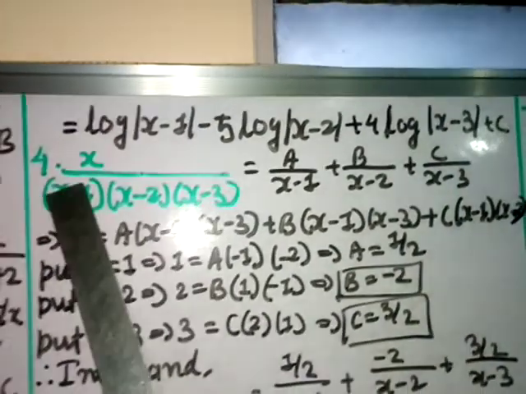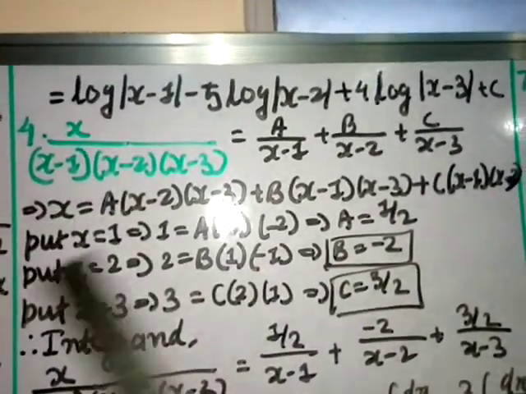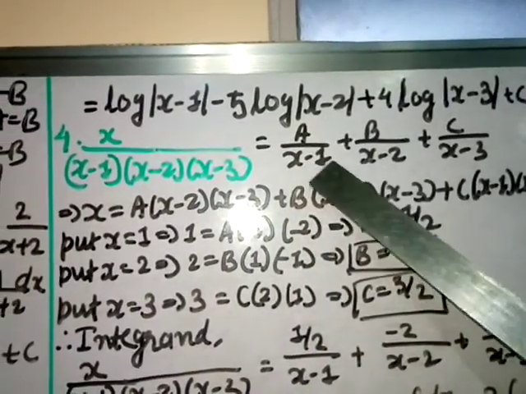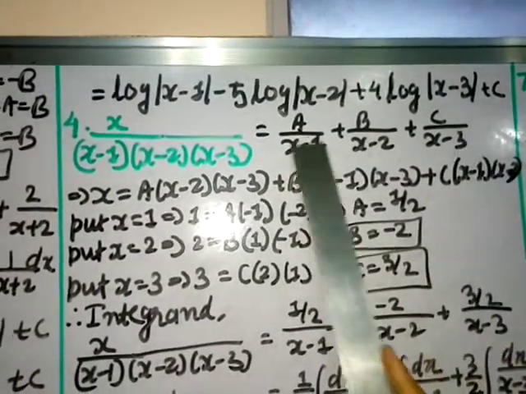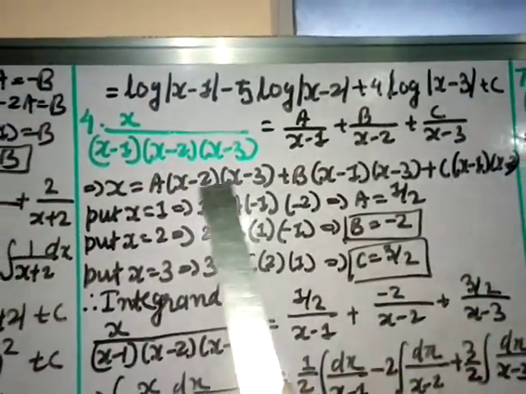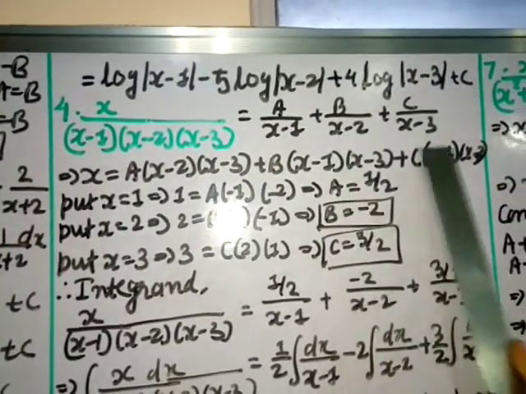Question number 4, x divided by (x minus 1)(x minus 2)(x minus 3). Similar to the previous. So we get here a by x minus 1 plus b by x minus 2 plus c by x minus 3. Take LCM, here (x minus 2) and (x minus 3). Here (x minus 1), (x minus 3). Here (x minus 1), (x minus 2).